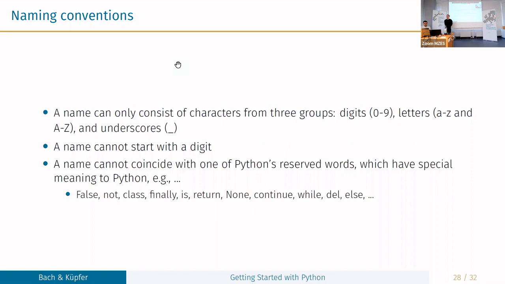A name cannot start with a digit, and a name cannot coincide. This is probably the most important one. A name cannot coincide with one of Python's reserved words, which have special meaning to Python. Examples: false, not, class, finally, is, return. You can't use those words as names because they are just reserved, they are blocked.